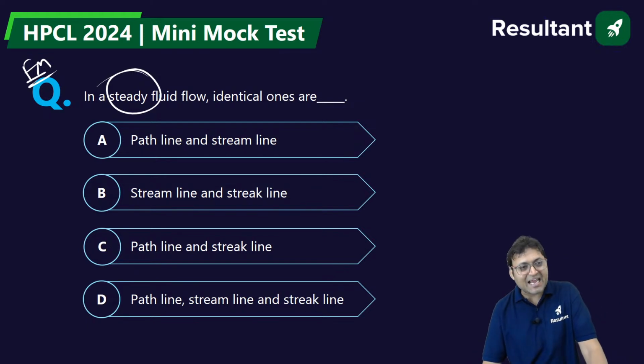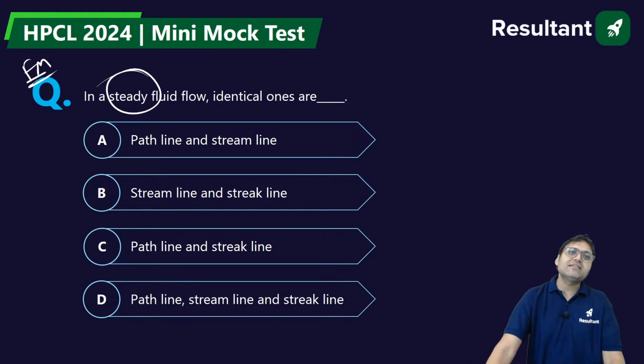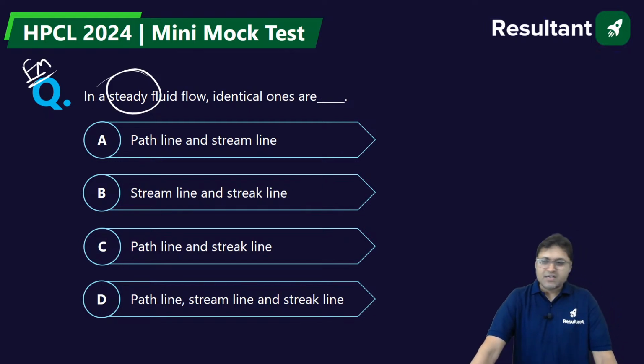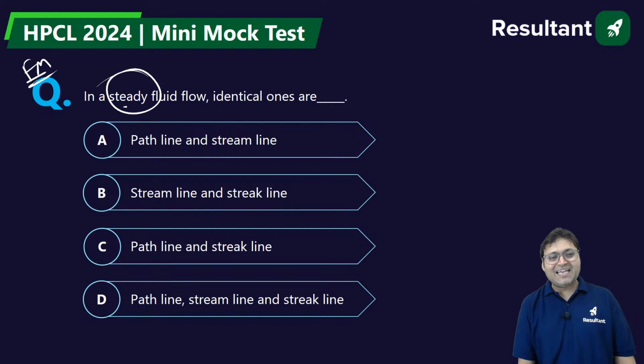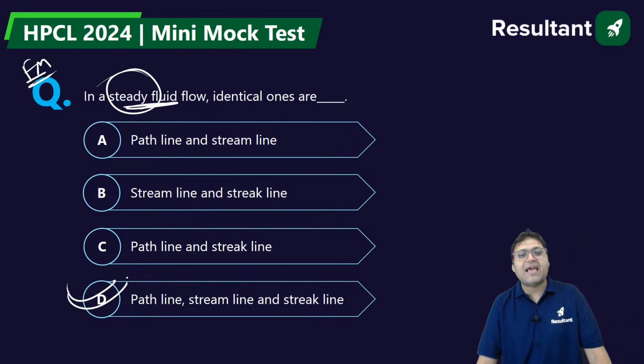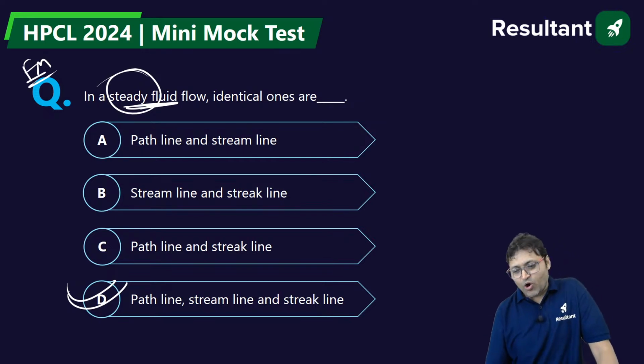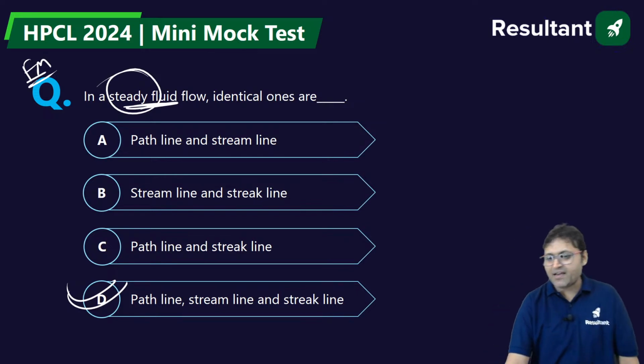And what is a streak line? It is the locus of all the particles at a particular instant when they have passed through a fixed point. So when the fluid flow is steady, that is the standard result, path line, streak line and streamline all coincide with each other. They become identical. Option D is the correct answer. All will coincide with each other, isn't it? D will be the right answer for this one.